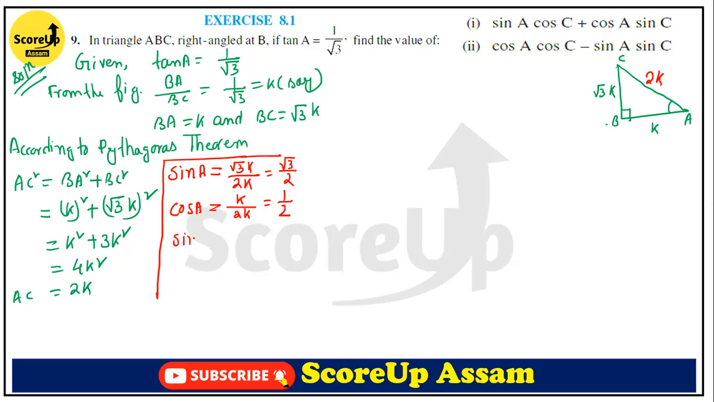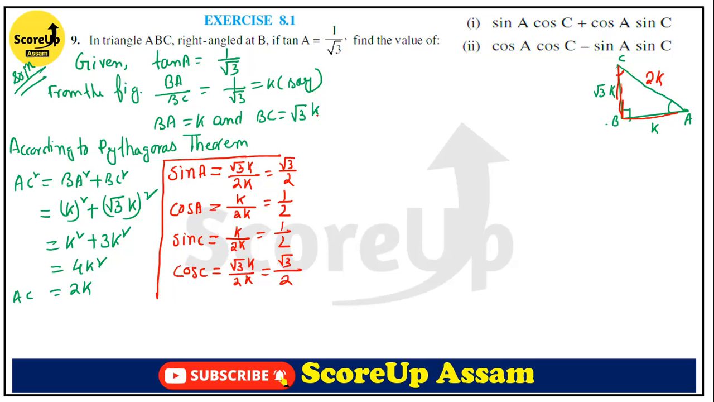Now sin C. What is the value of sin C? When you consider this angle C, BC will be our base and BA will be our perpendicular. Sin C means perpendicular by hypotenuse, so k by 2k, ultimately it will be 1 by 2. And cos C means base by hypotenuse, that means root 3 k by 2k, ultimately it will be root 3 by 2.